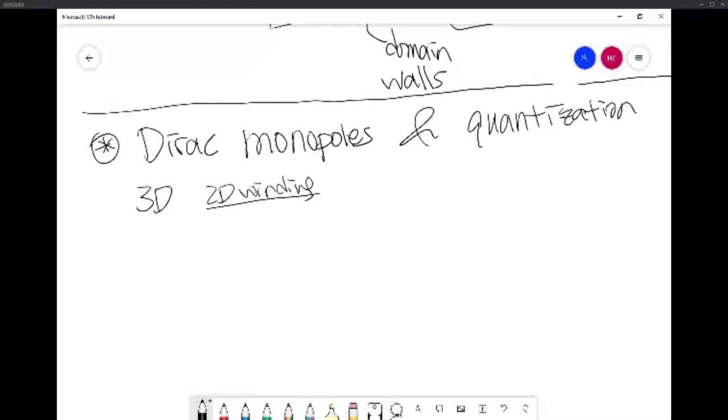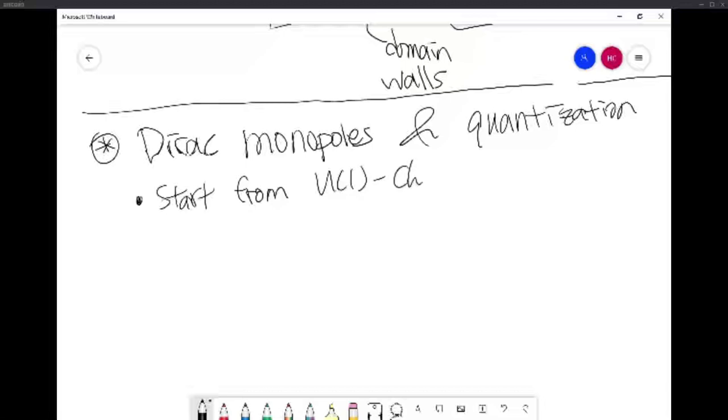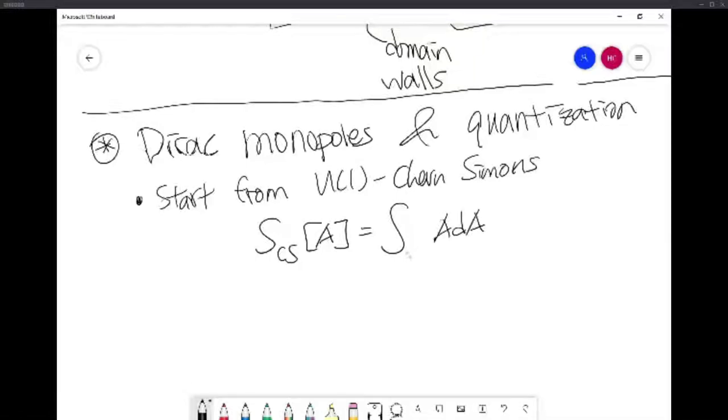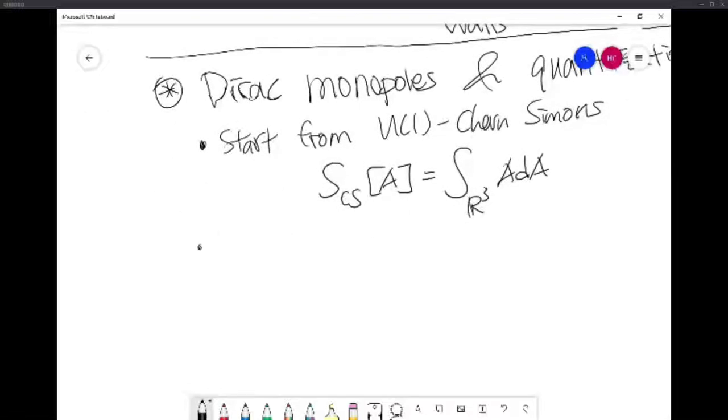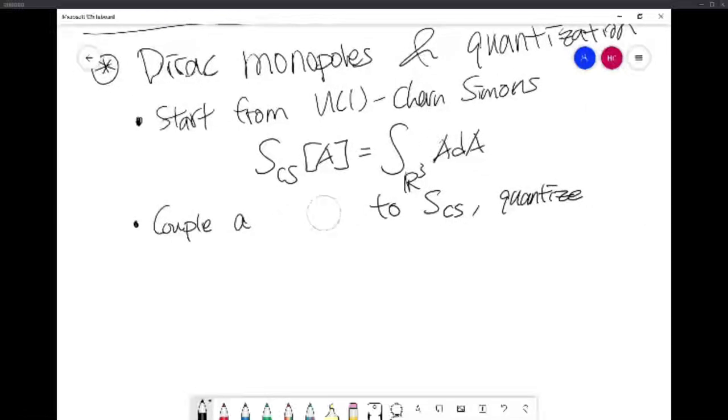Well, okay, I shouldn't say that, because magnetic charges are by themselves just, okay, you know what? Let me say this. I'm going to start from U1 gauge theory, abelian gauge theory, and then I'm going to couple, in R3, a spinor to CS, and then I'm going to quantize it. Well, not spinor, sorry. Just a scalar.